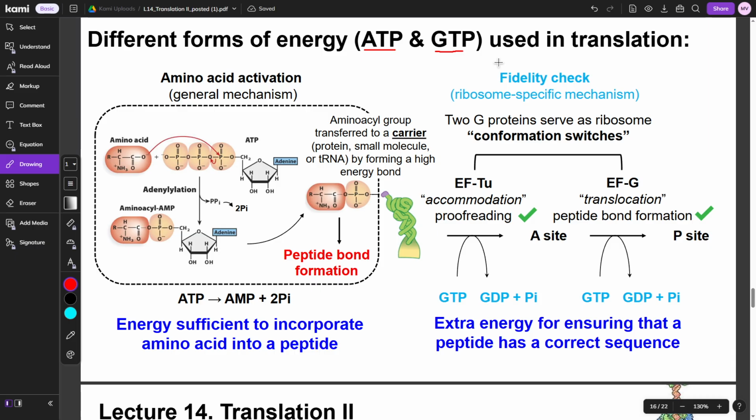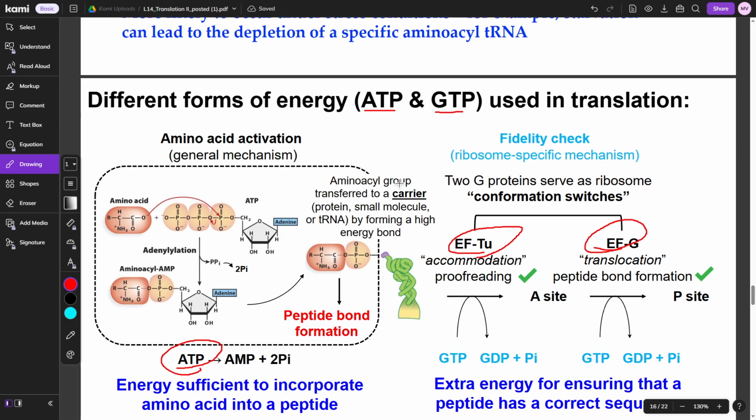Basically, we're going to take a look at this and say, okay, EF-Tu, for every amino acid it brings, is going to use 1 GTP. And then for every translocation that occurs, which is for every amino acid brought, there's another GTP used by EF-G. So there are 2 GTPs used per amino acid brought in, and 1 ATP used for every amino acid brought in, because there's 1 ATP required to make that aminoacyl tRNA. So 3 pieces of energy are required, essentially.